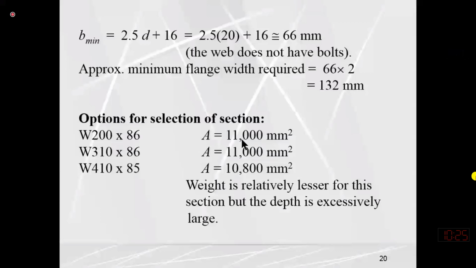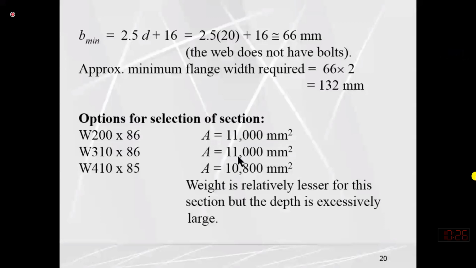Then page number 20. On page number 20, in this second group, very first section, W310 into 86, area is 11,000. That is also an option available, so that's why I have written it over here. And all the sections above, they are quite heavy because they are having area more than our requirement.